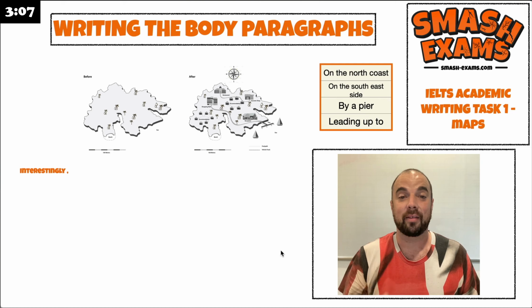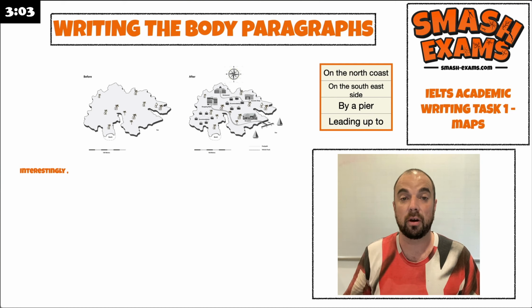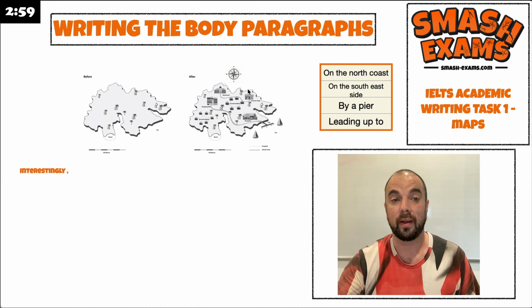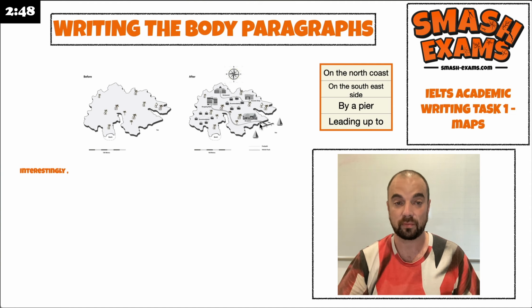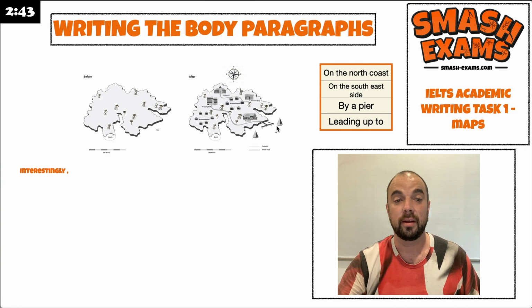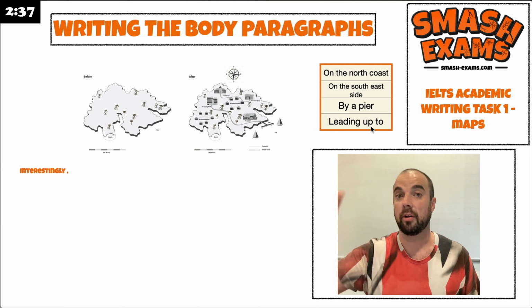Also, here is where you can start to talk about where on the island they are placed. So remember the compass from before, we can say things like on the north coast. The coast is where the island meets the water. So this is the north coast of the island. We can see by north. On the south side, we can see is this side, the bottom side, or the side to the south. You can also say what things are next to. So by a pier means you can say what's next to the pier. Leading up to also means on the way towards.